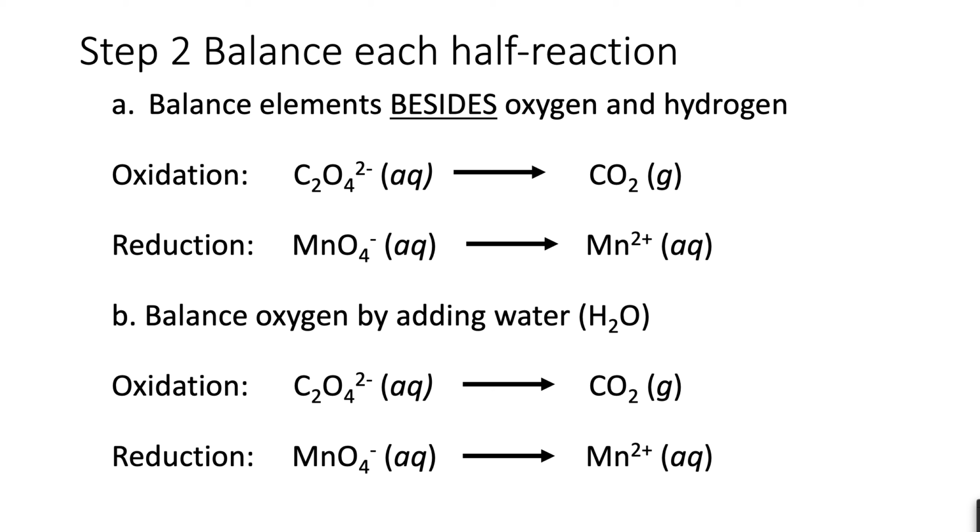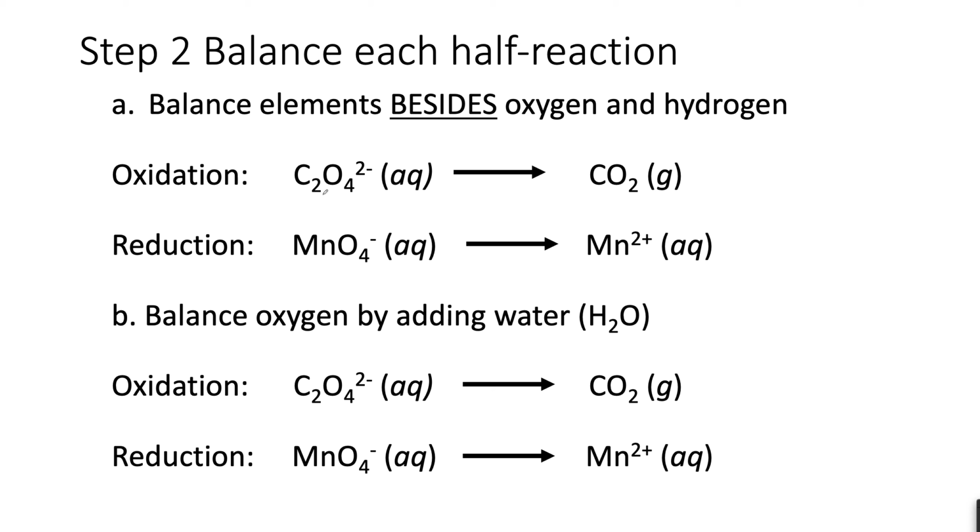So the first step is to balance elements besides oxygen and hydrogen. The reason for that is because most problems have oxygen occurring in multiple chemical species and hydrogen occurring in multiple chemical species. So it's best to start with elements besides oxygen and hydrogen. So for example, carbon in our oxidation half reaction. So let me get my pen out.